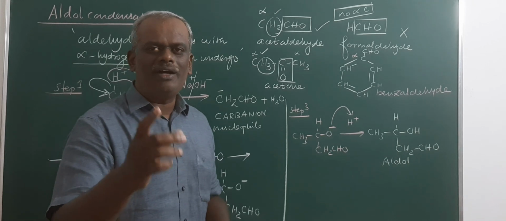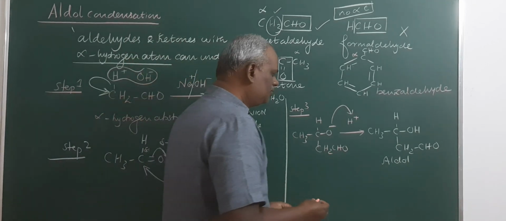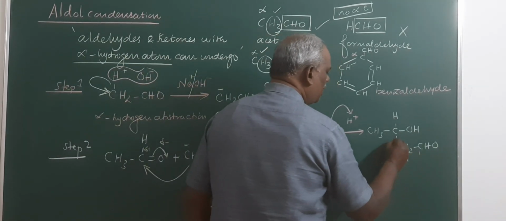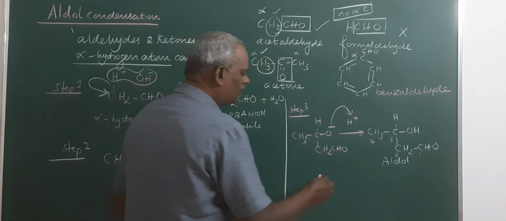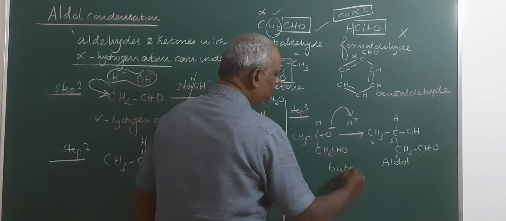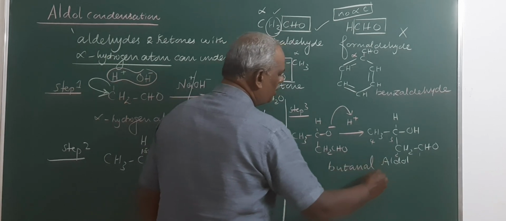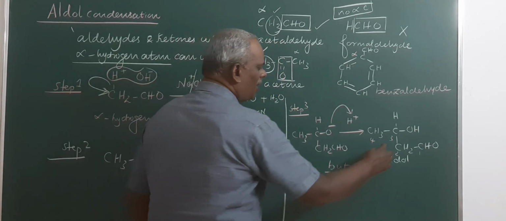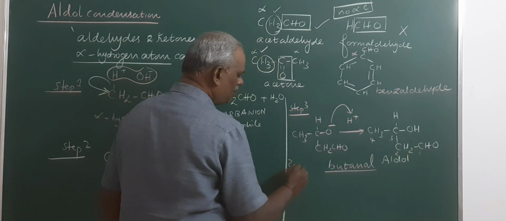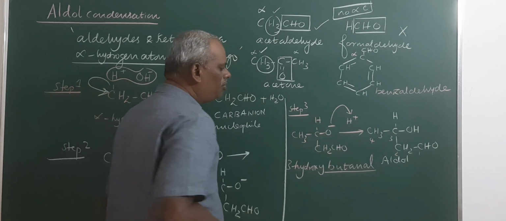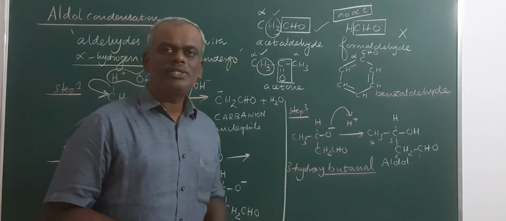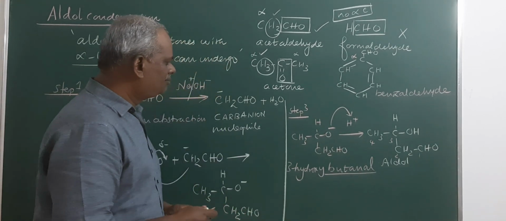And how do we write the IUPAC name of this aldol? Try to count the number of carbon atoms in the long linear chain. There are 4 carbons, so the parent is butane. You can call this butanal. There is a hydroxy group in the 3rd position, and hence it is called 3-hydroxybutanal. That is the IUPAC name of this aldol.